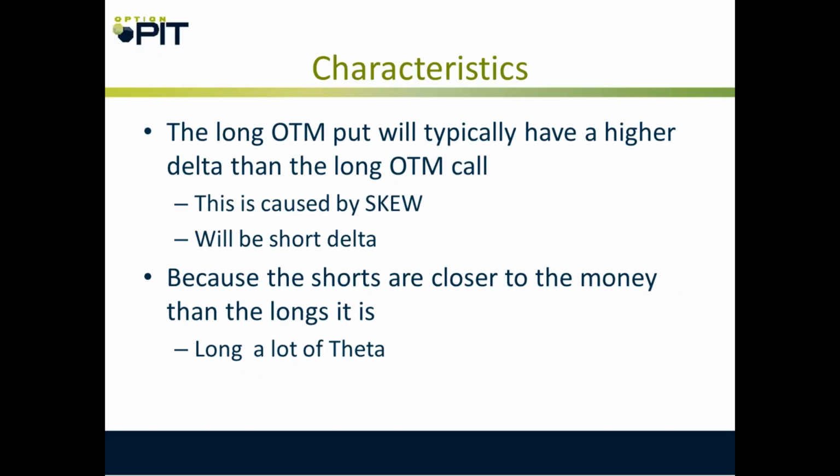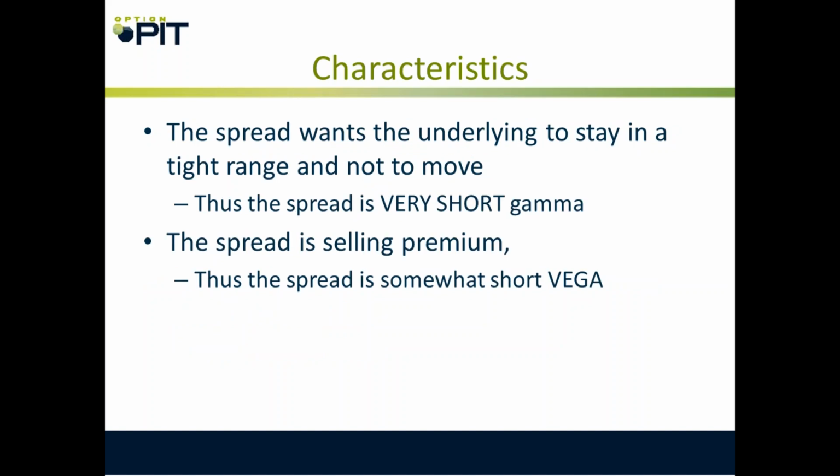Now, because the shorts are closer to the money than the longs, it is collecting premium. If you're getting a net credit on an iron, you are long theta. If you're doing a regular butterfly, even though you buy it, you are actually long theta. A call fly, a put fly, and an iron fly are all essentially the same thing from a risk perspective. There are some subtle differences, but for the most part, they're the same thing.